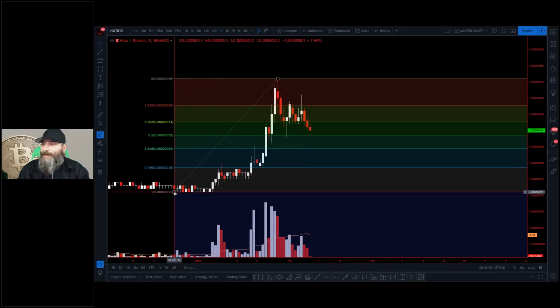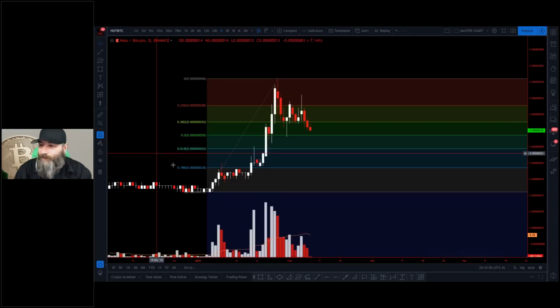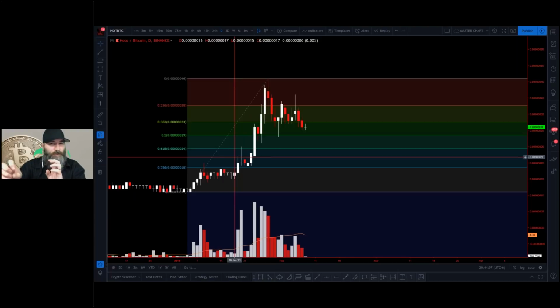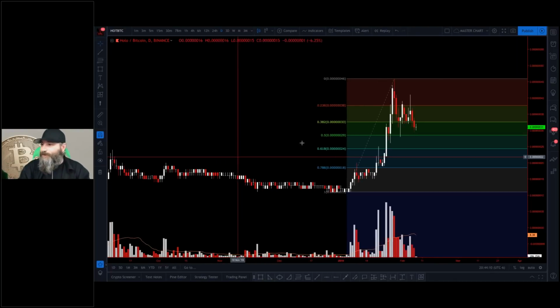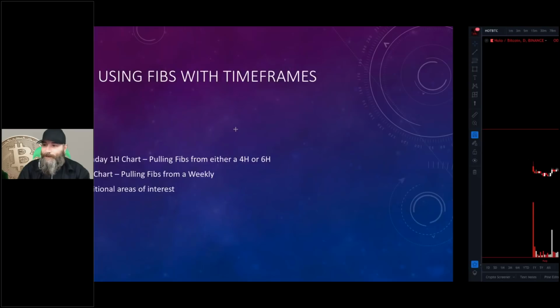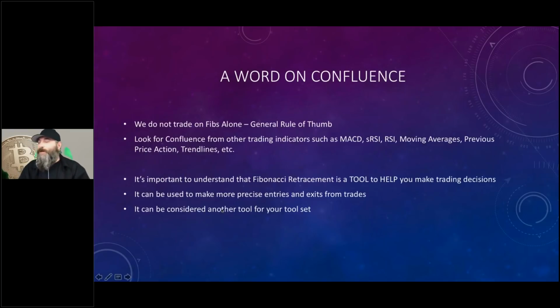Now I would have gotten the same exact results on a daily. So don't get me wrong. You're still candle to candle with the high and the low, but you can swing that. It'll be very different if you're pulling fibs from a daily and you're trading a 1 hour chart. Those will line up a little bit differently, or you see a larger trend. Right. So that's something to be mindful of. Trading on a daily, pulling fibs from a weekly gives you additional areas of interest.